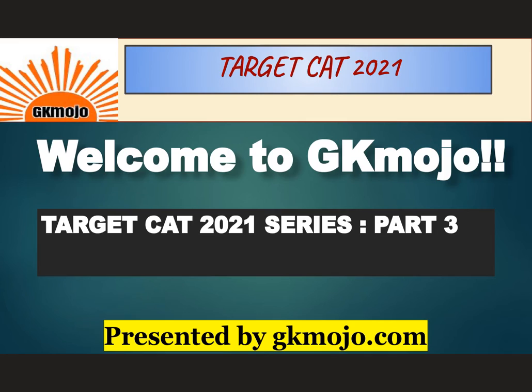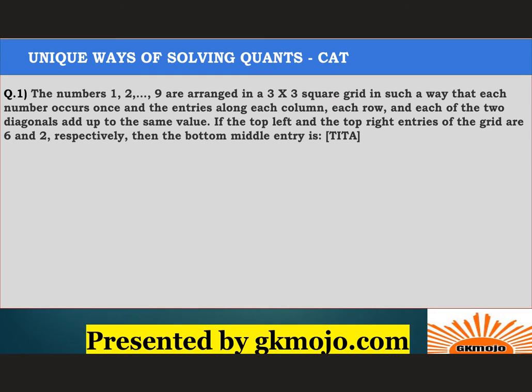Let's get started. So the first question is, the numbers 1 to 9 are arranged in a 3 by 3 square grid in such a way that each number occurs once and the entries along each column and each row and each of the two diagonals add up to the same value. If the top left and the top right entries of the grid are 6 and 2 respectively, then the bottom middle entry is. So basically this is the kind of question that people who are familiar with Sudoku puzzle will do easily. So let's just draw a grid first, 3 by 3.